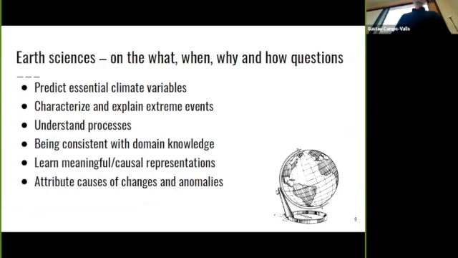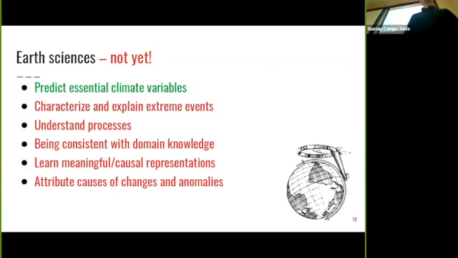But the thing is that we in Earth and climate sciences are not only worried about the what, the forecasting of the what, but about the when, the why, and the how questions, right? So actually what we are at now these days is at these early stages. We are able to predict and forecast and eventually detect anomalies and strange behaviors. But we still have to characterize and we still have to explain these extreme events.